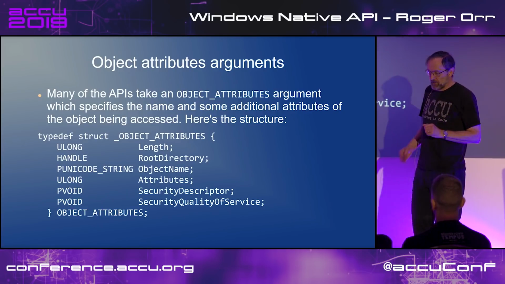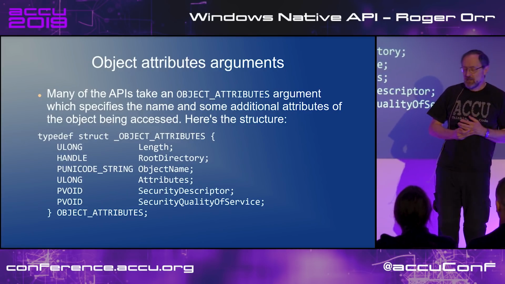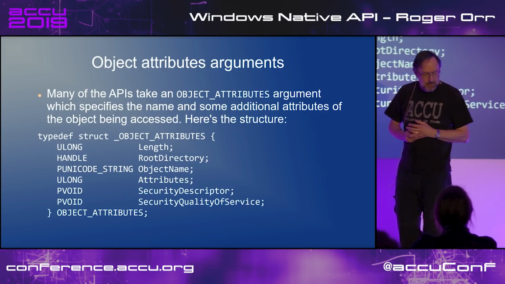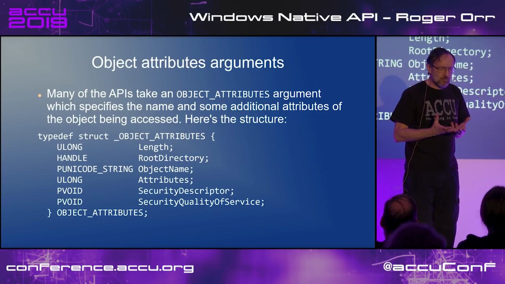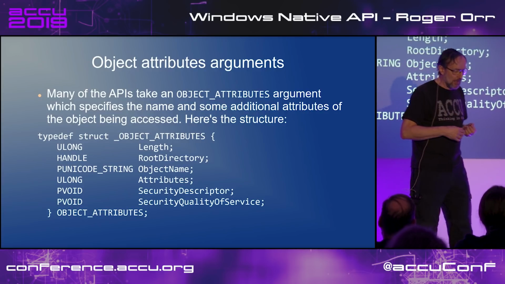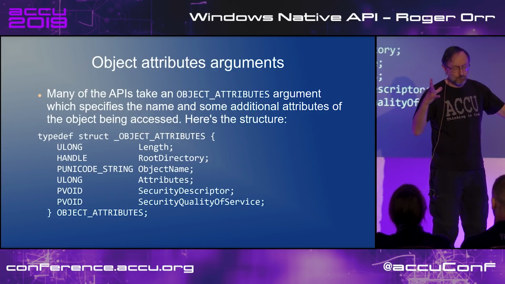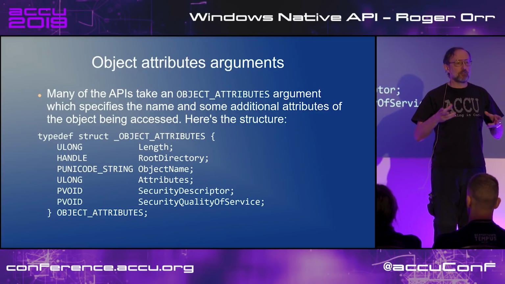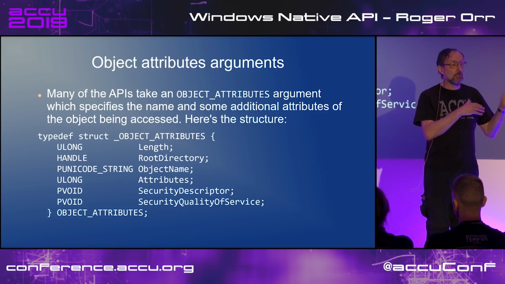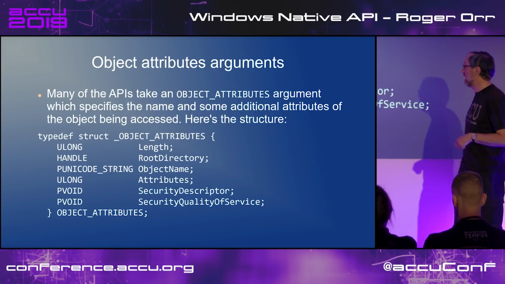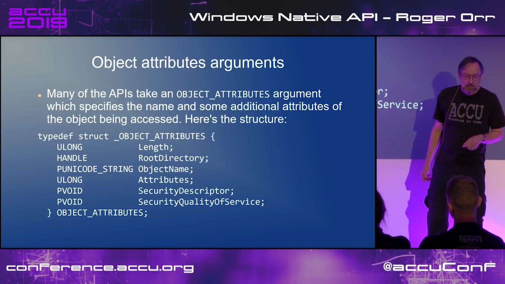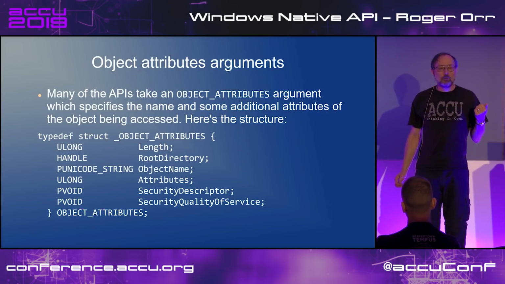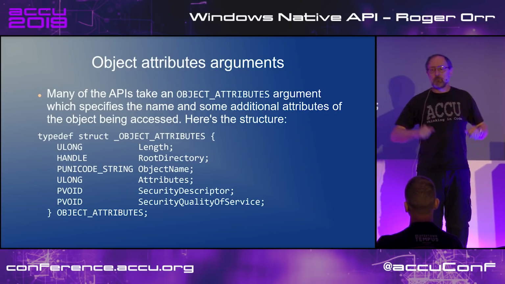The next thing we're going to talk about is object attributes. Many of the things in the system, you're trying to open a registry key. Well, it's not that simple. I need to pass in a data structure. And unlike the other data structures I've talked about with pointers to memory and a length, this actually contains the length. First thing is an unsigned long, which is the length. And then you've got a handle to the root directory.